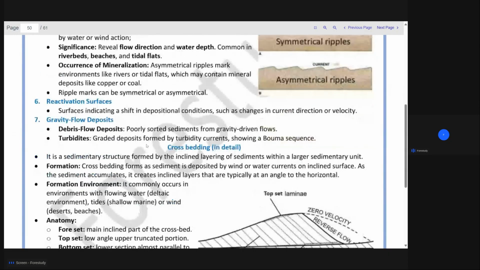Then we have gravity flow deposits. Debris flow deposits are poorly sorted sediments from gravity-driven flows. Graded deposits are formed by turbidity currents, such as the Bouma sequence.